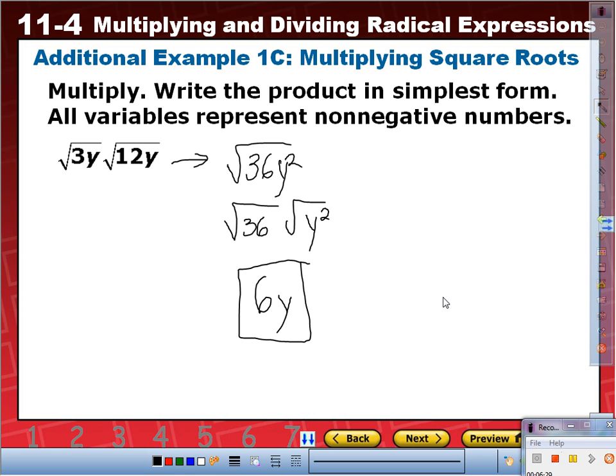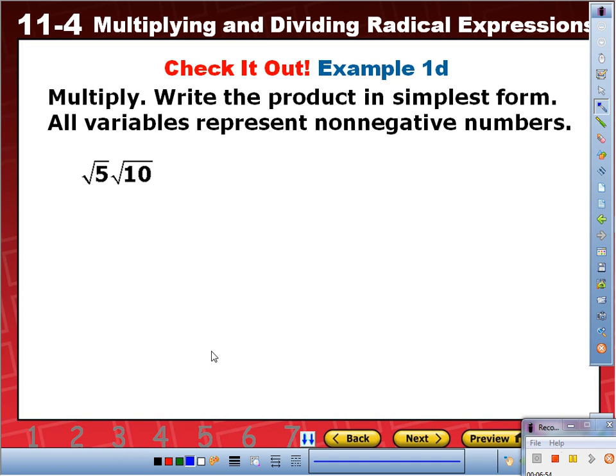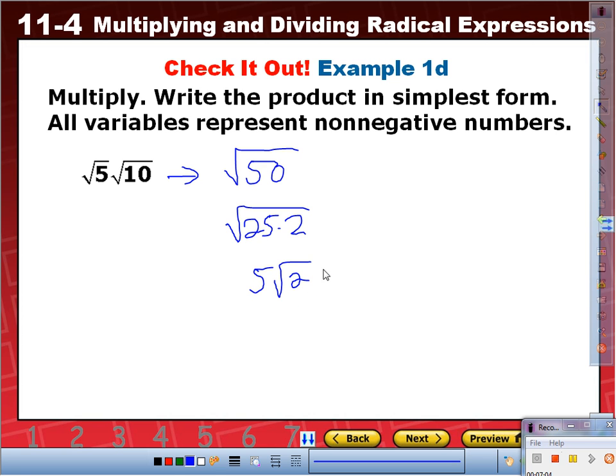Okay, copy this next one, please. Example 1D. Multiply square root of 5 times square root of 10. Do that one by yourself, please. Copy and simplify. Okay. This became square root of 50, which simplifies to square root of 25 times 2. What is square root of 25? 5 square root 2. Hands up if you got that.